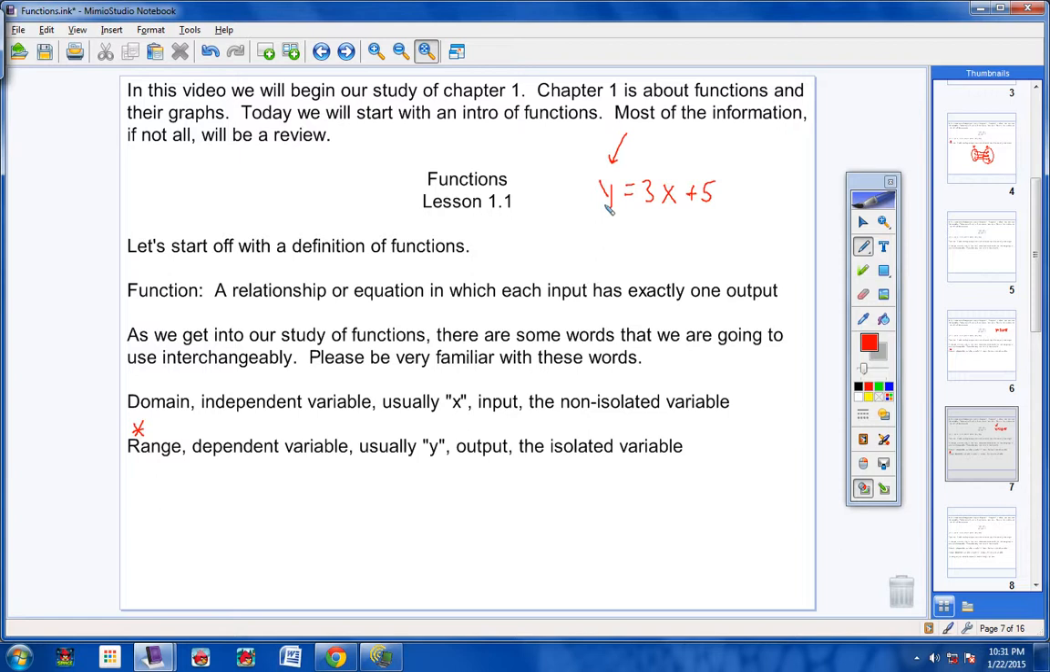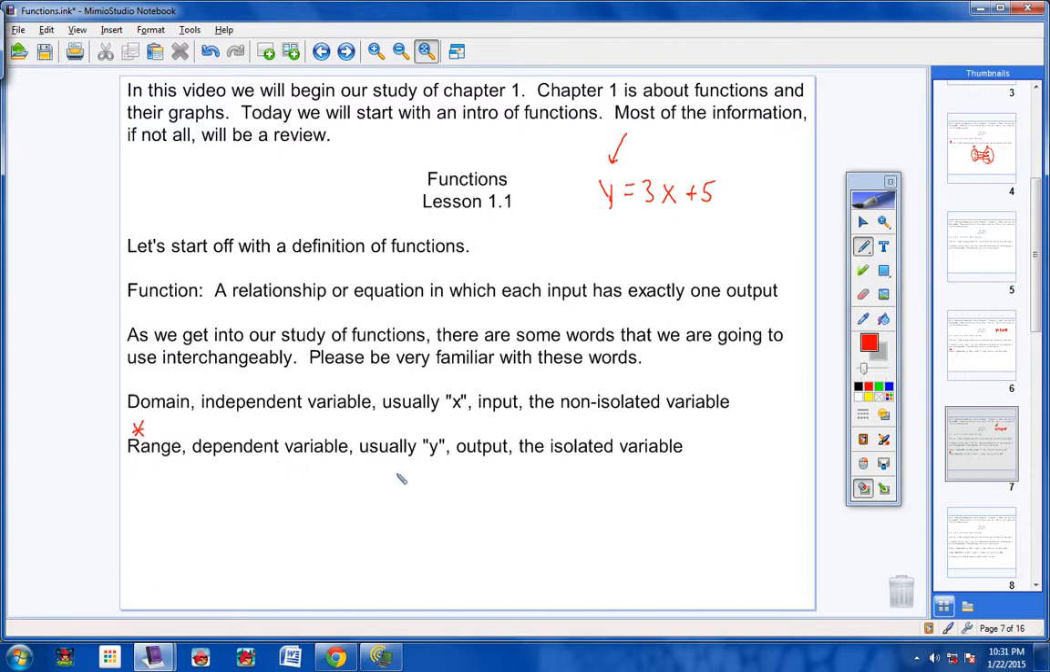Y stays what it is until you put a number in for x. And once you put a number in for x, then you get out a y, and that's what we call y a dependent variable. It's dependent upon x. Okay, all right.